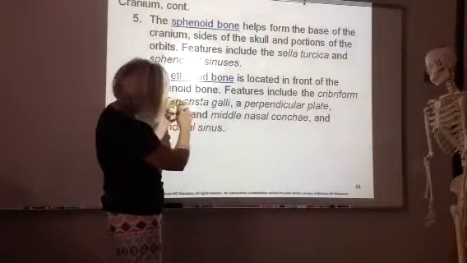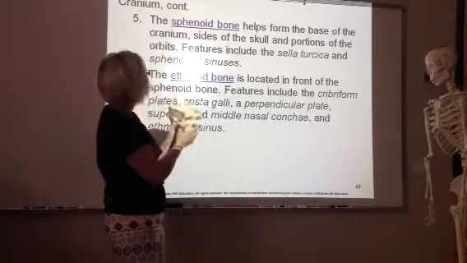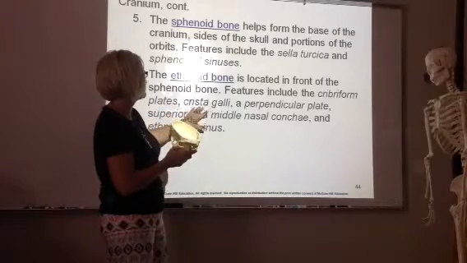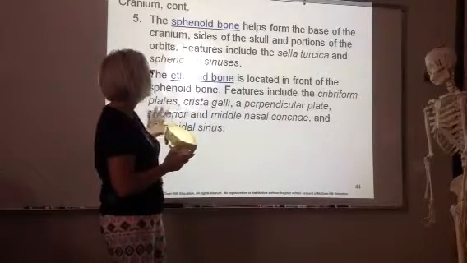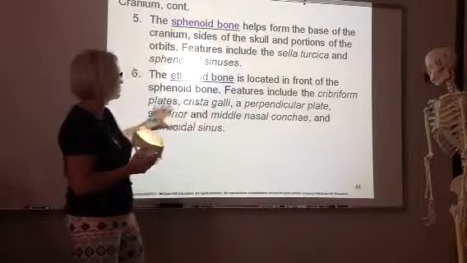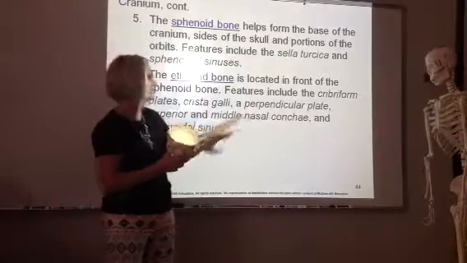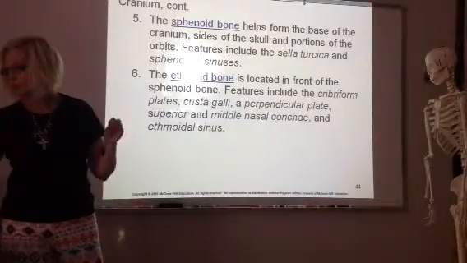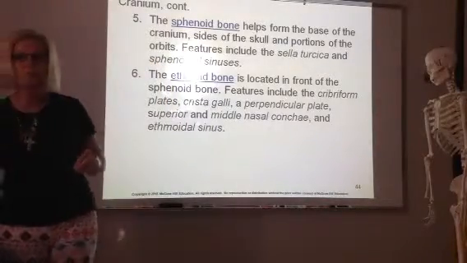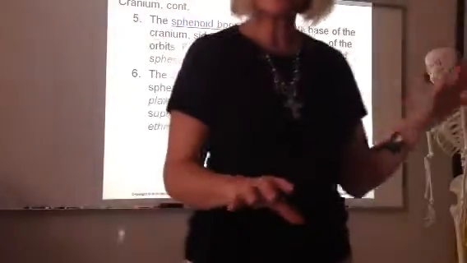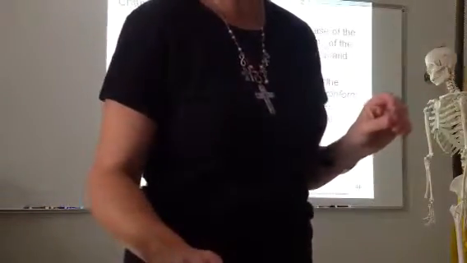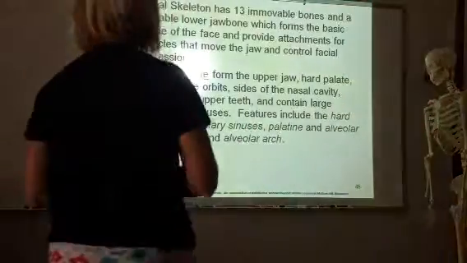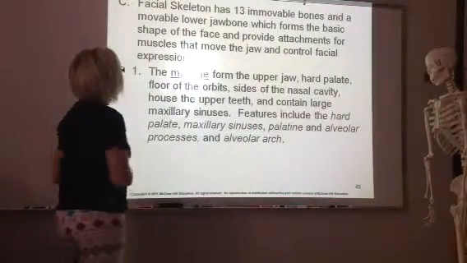Ethmoid then is way back more on the inside. Cribriform plates, crista galli, yeah, these I probably will not have you memorize so much. Nasal conchae would be part of that, and that's just some of the ridges that are inside of the nose. So these two, sphenoid, make sure you know the sella turcica. But as far as labeling, I probably won't have you do that.